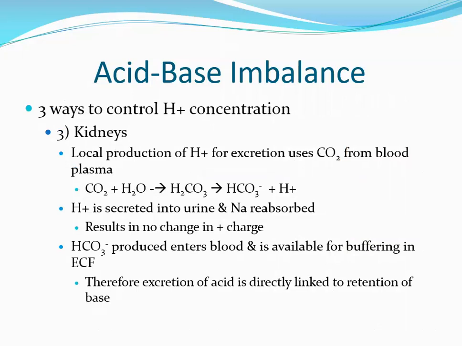The local production of hydrogen ions for excretion will use carbon dioxide from the plasma and the kidney's own metabolism. The CO2 plus water will become carbonic acid and then dissociate into bicarb and hydrogen ions. The hydrogen ions will be secreted into the urine, and at the same time sodium will be reabsorbed.